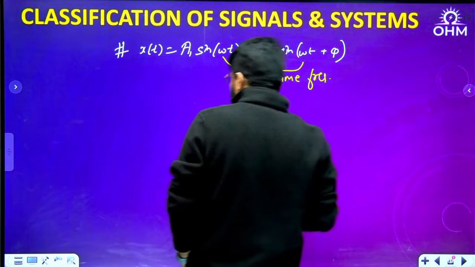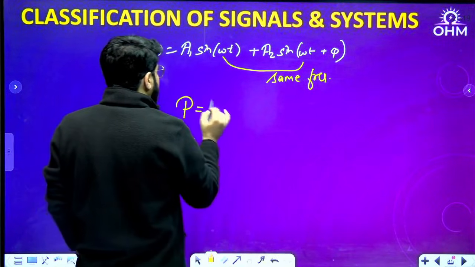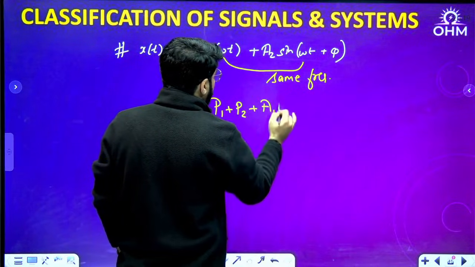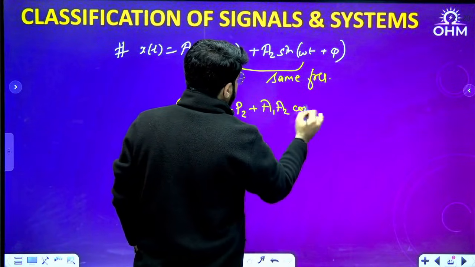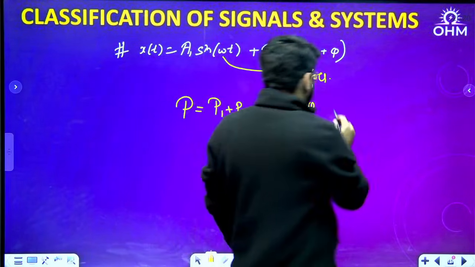Addition of sinusoids of the same frequency. The power in this case is not additive. The power is given by P1 plus P2 plus A1 A2 cos phi, where phi is the phase difference between them.